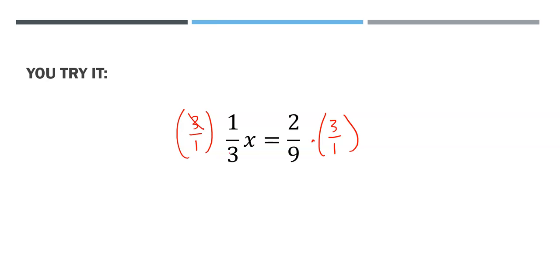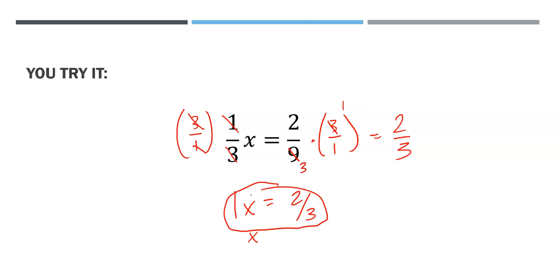And when we do that, the 3's now cancel out, the 1's cancel out, and all that's left is 1x, or just x. Now 2/9 times 3/1, I'm going to go ahead and cancel out the 3 here, and change this to a 3 because both are divisible by 3. And I get 2/3 is my answer. You should have gotten 2/3 for x.